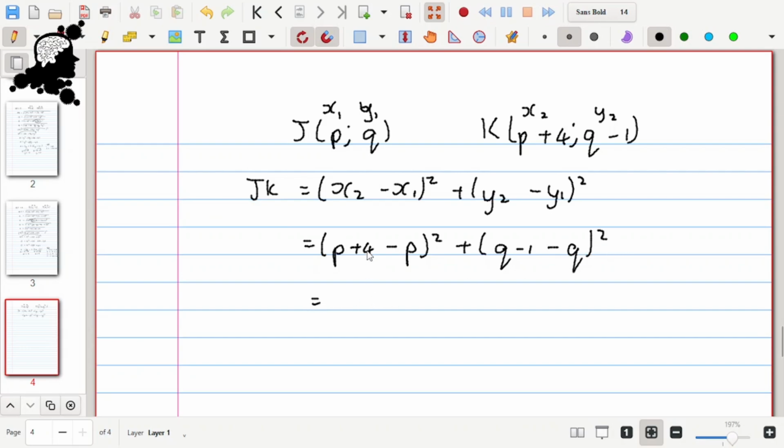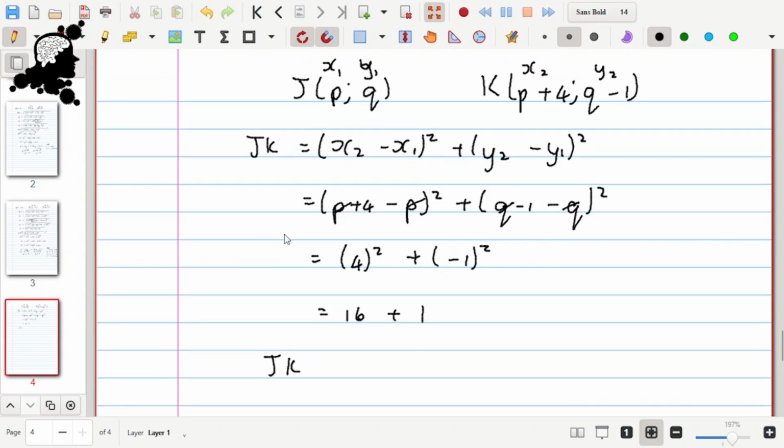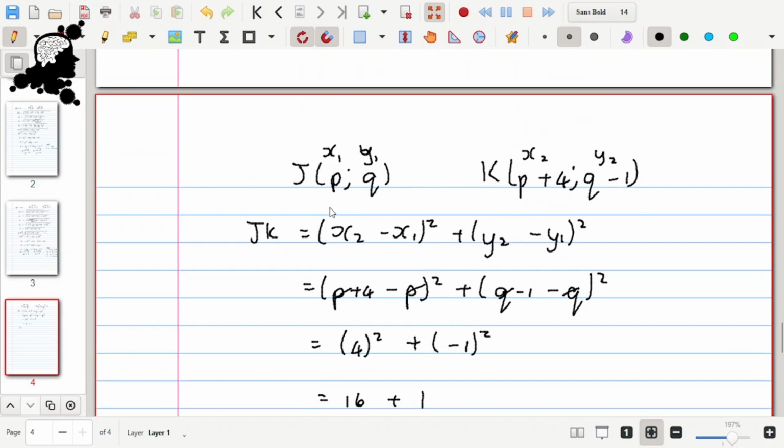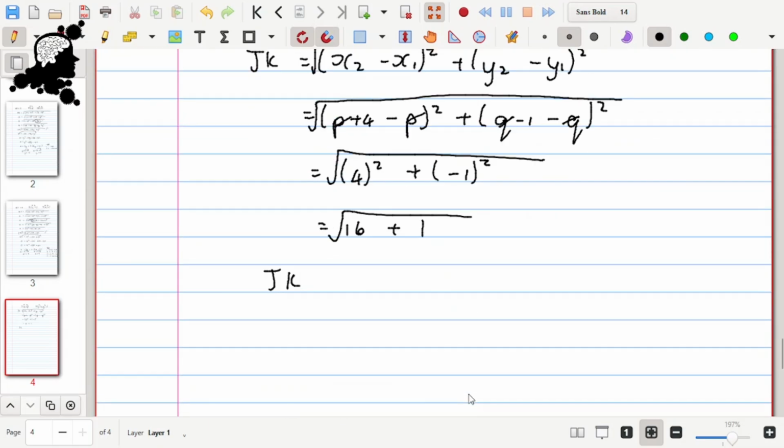Now notice, in the first bracket, p and negative p cancel out, we just remain with 4 squared. In the second bracket, q and negative q cancel out, we just remain with minus 1 squared. This is going to give us 4 squared is 16, and then negative 1 squared is 1. This is going to give us JK. Whoops, I am committing a fatal mistake because I forgot the square root. Square root there, square root there. So we're going to have JK is equal to the square root of 17. There we have it. Wonderful.